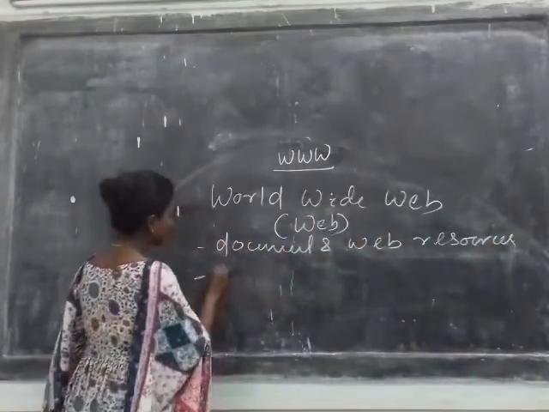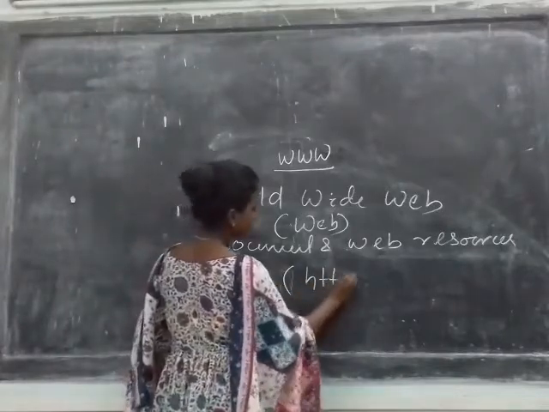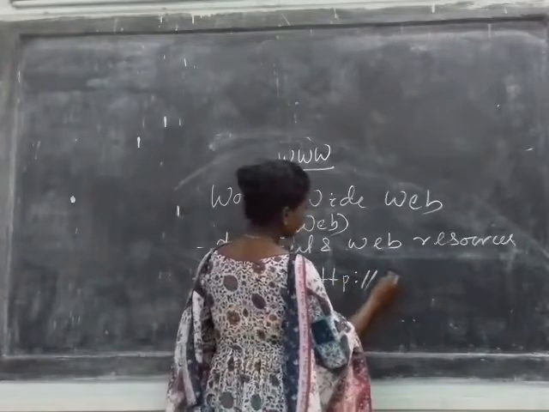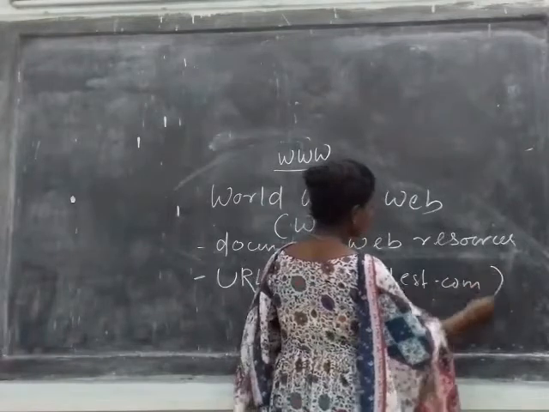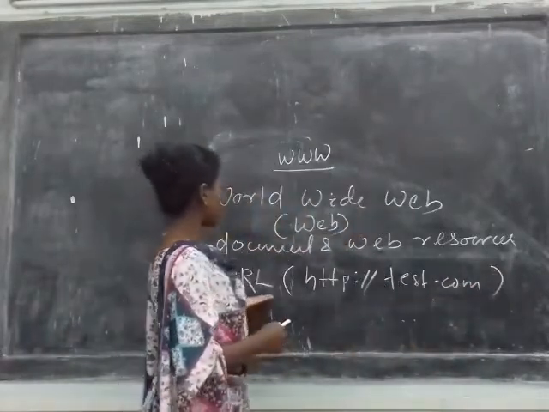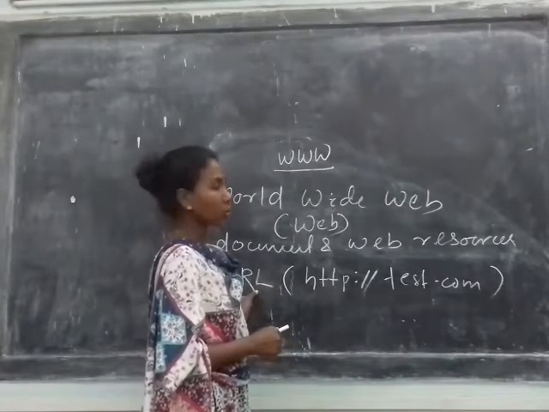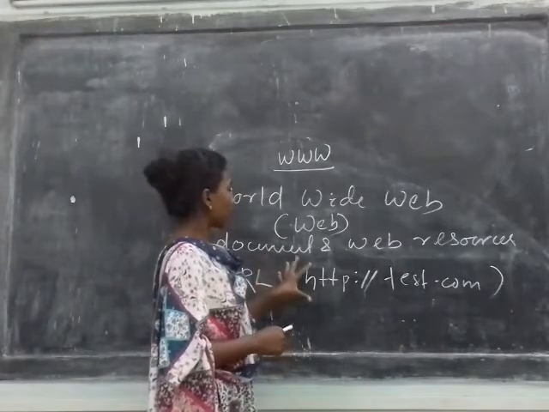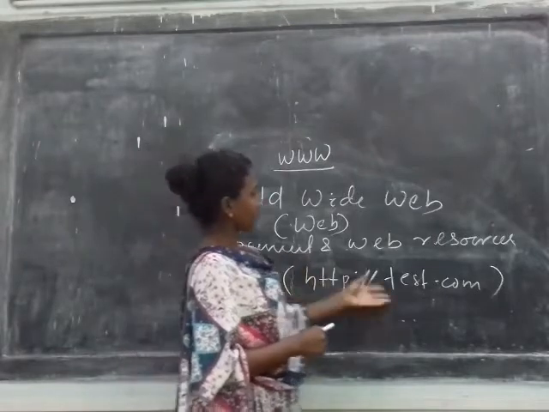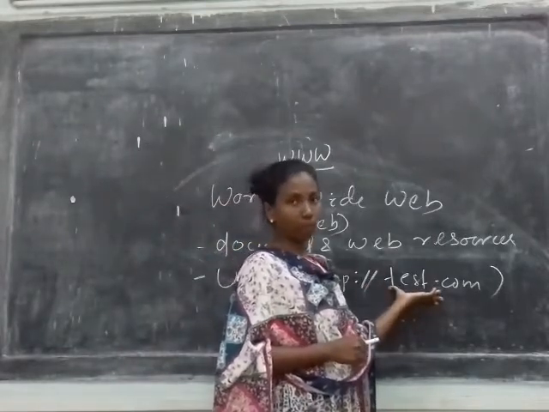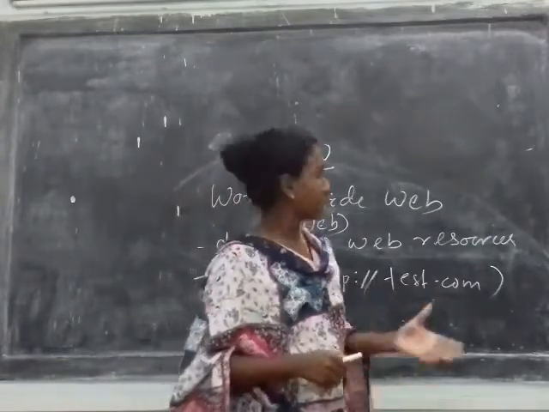present there and they can be identified by the URL. You write like http, then suppose test.com. Here you have to give a uniform resource locator, that is its full form. So you simply put the web address in the address bar. Here you write test.com, which means you already learned the domain name space.